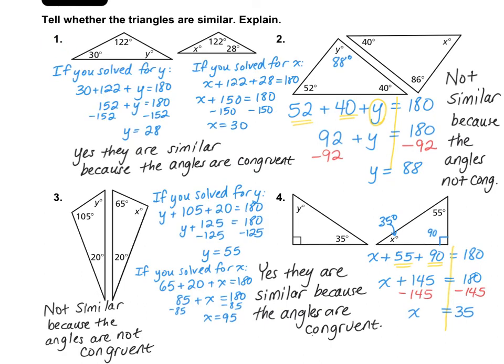For number 1, I got yes, they are similar because the angles are congruent. I went ahead and solved both for y and for x because you could have solved for either. You did not need to solve for both, just one of them. On number 3, I got not similar because the angles are not congruent. Again, I solved for y and x, but you only needed to solve for one.